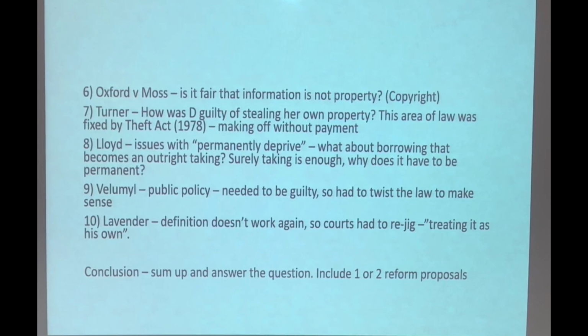But it does mean that theft is a really open offence now, which covers a wide variety of things, which is probably good, because in most of these instances, the defendant is in the wrong and has done something which most people would consider to be criminal.